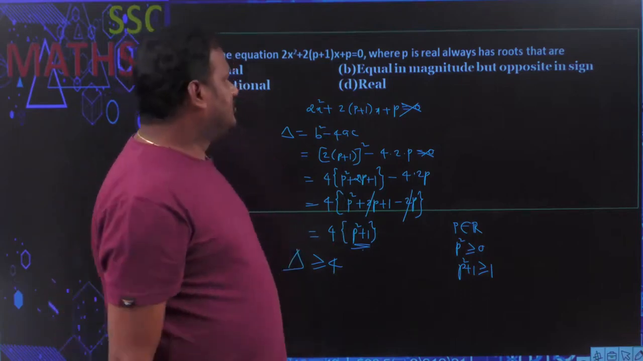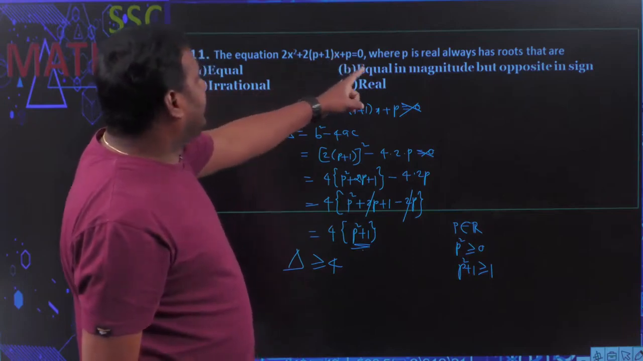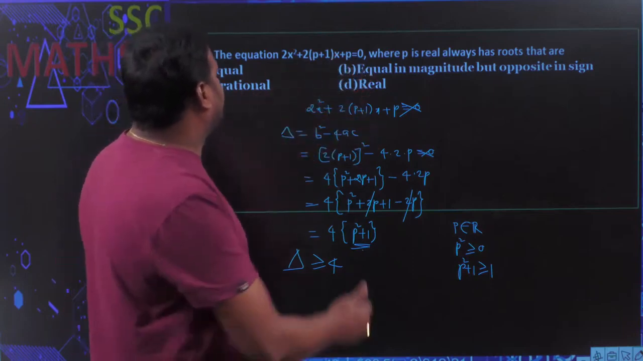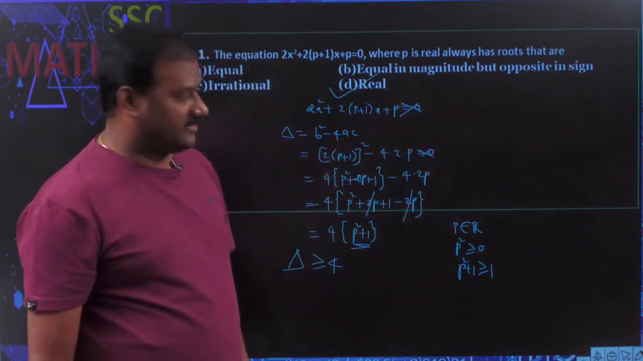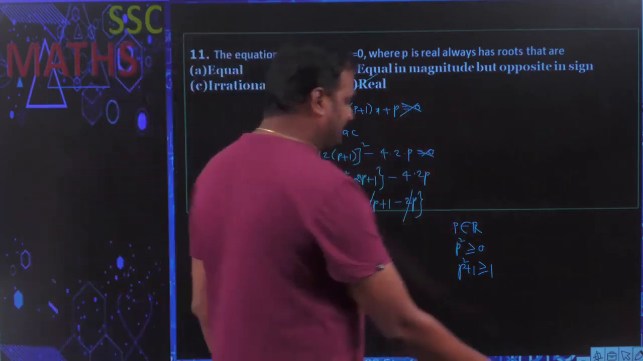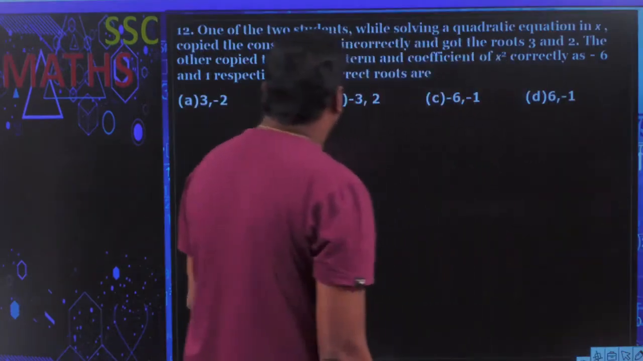You understand? So the roots are equal in magnitude but opposite in sign. You can say that the roots are always real roots. You understand? So this is the way of answering the problem. So coming to the next one.